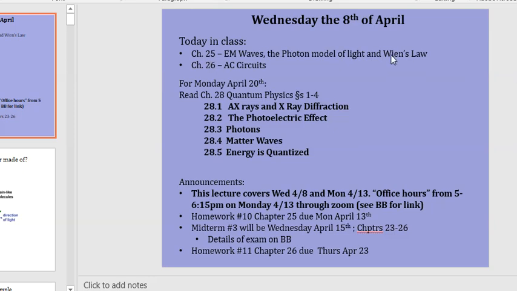And I'll also talk about something called Wien's Law, which talks about if something's hot, then it produces some radiation or some energy. So we'll talk about all those things.